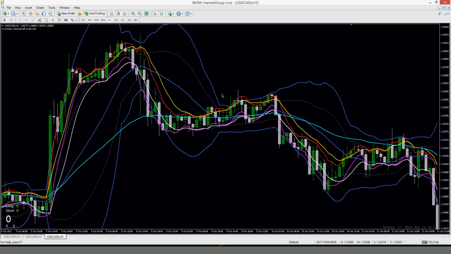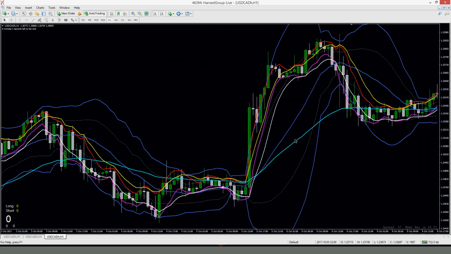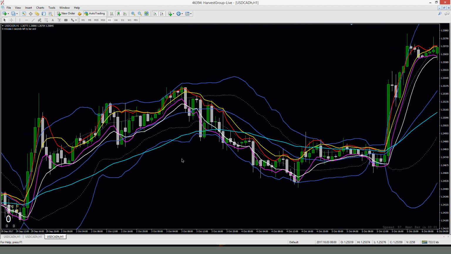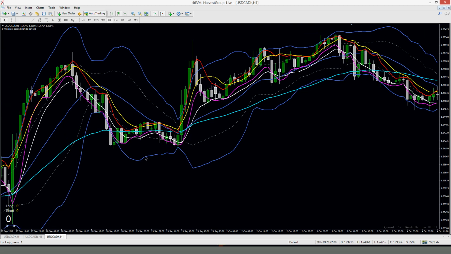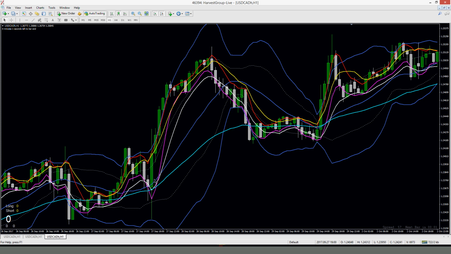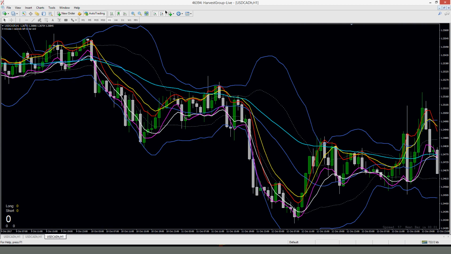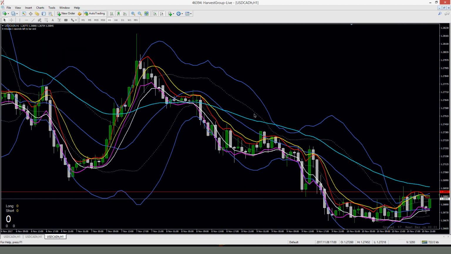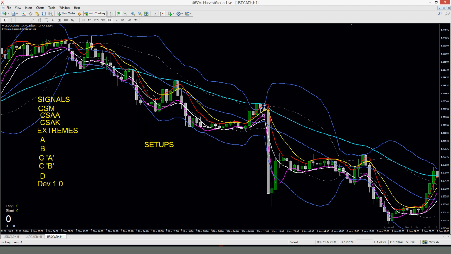So as over here, okay? Let me find extreme CB. It is a rejection of MA50 near middle BB. So this is extreme CB. So to make it fairly simple, just say that every time the candle rejects MA50, that's extreme C. Okay? Alright.